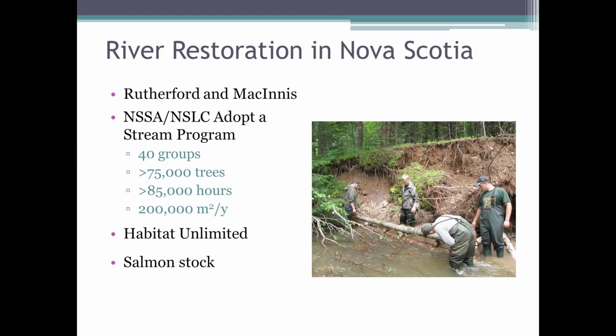And then in addition to that program, there are many other programs out there as well. So the Atlantic Salmon Conservation Foundation funds projects in Nova Scotia, as does EcoAction, Sage Environmental, and several others. So really, what I'm trying to impress upon you is that there is currently lots of restoration work being done, and it's almost entirely based on that original work done by Bob Rutherford and Charles McGinnis.